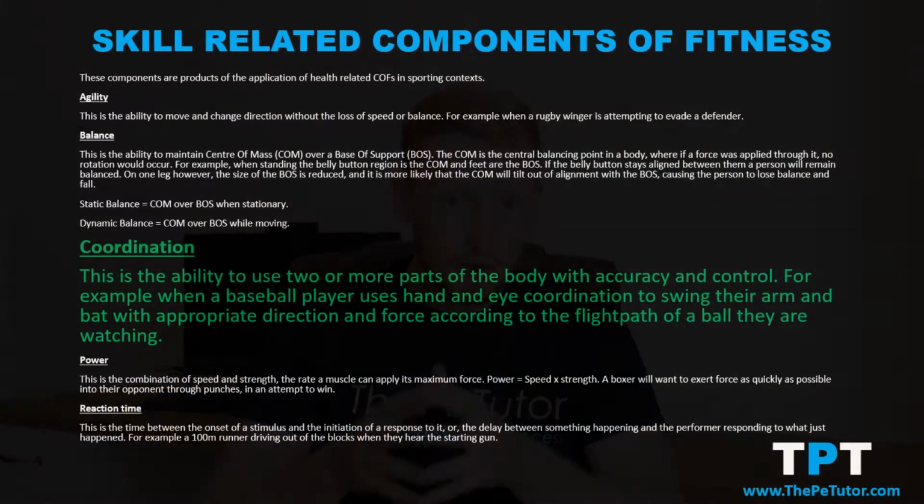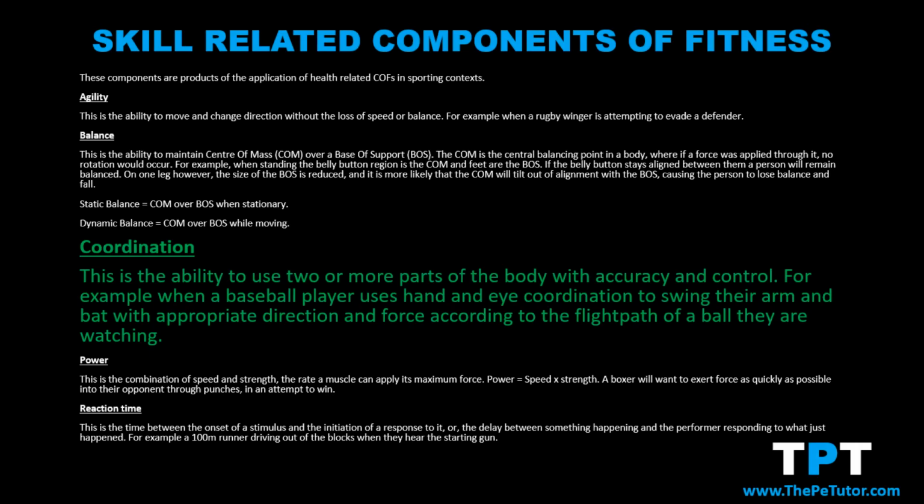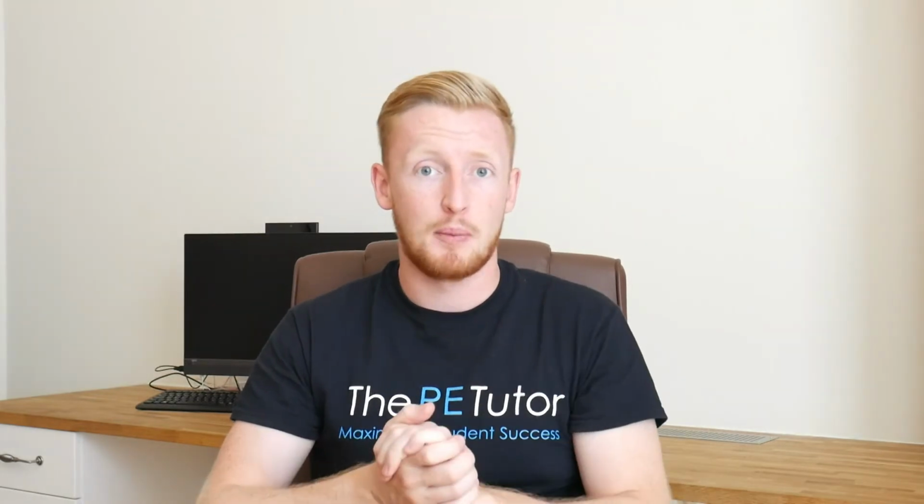Next we have coordination, which is a performer's ability to use 2 or more parts of their body with accuracy and control. One example could be hand-eye coordination, which a baseball player might use when striking the ball that's coming at them at high speed. They need to pick out the object, which in this case would be the ball, and they would need to move their arms in a particular fashion in order to make contact with the ball in a very precise way to bring about the shot which they wanted to play.